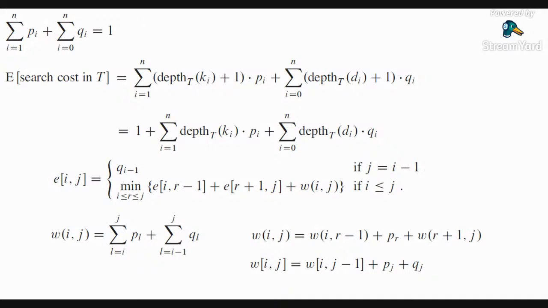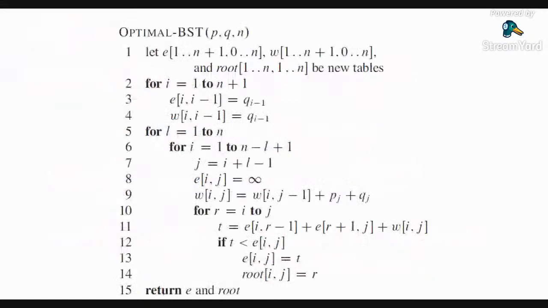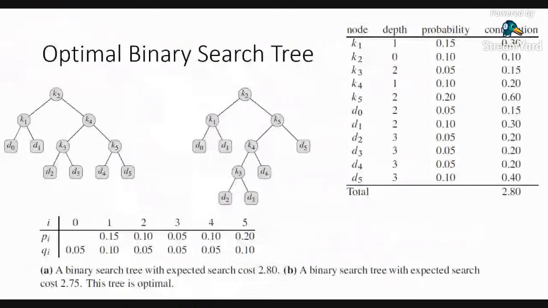What is the searching cost in T? Here we can see depth plus 1. Why are we considering depth plus 1? See here, what is the depth of K1 in this particular tree? This is the tree and this is the corresponding calculation. The depth of K1 is 1 because depth is starting from 0. If depth is starting from 0, which level is this? It is the second level. That's why we are considering plus 1 here in this example.